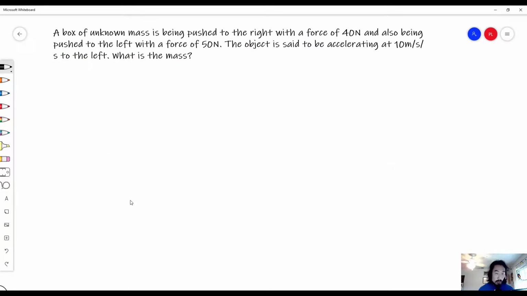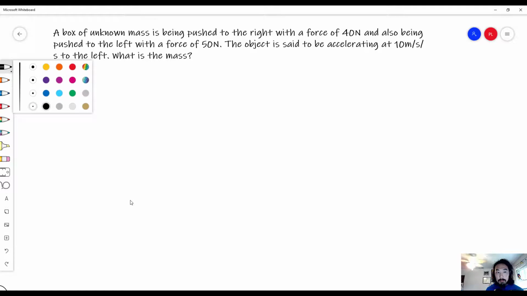Okay, so in this moment, we're going to use all our skills and combine it into a little bit more of a complex problem. So we have a box of unknown mass, and it's being pushed to the right with a force of 40 newtons, and it's also being pushed to the left with a force of 50 newtons. The object is said to be accelerating at 10 meters per second squared to the left. What's the mass?